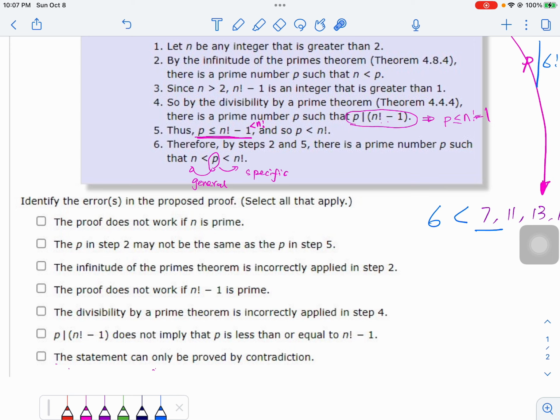So I'm not going to quote this as an error. This is a pretty obvious error here. Step 2 and step 5 may not refer to the same p. They may not use the same p. All these are justified, we kind of go through all those. And the statement can only be proved by contradiction.